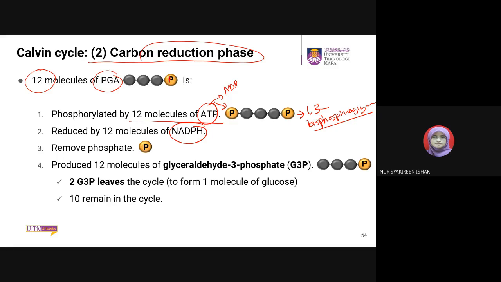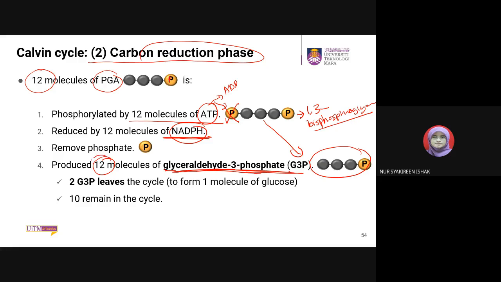Okay, when it is reduced, it will lose a phosphate and become 12 molecules of glyceraldehyde 3 phosphate. Nampak? Remove phosphate, dia akan jadi 12 molecule of G3P. Dan ingat proses tu memerlukan 12 molecule of NADPH to reduce this to this one. Okay, to reduce 1,3 bisphosphoglycerate to become glyceraldehyde 3 phosphate.